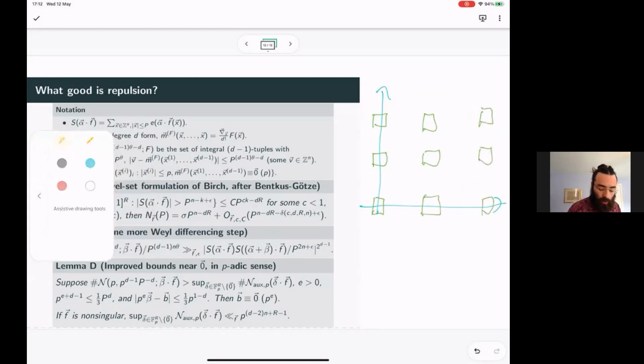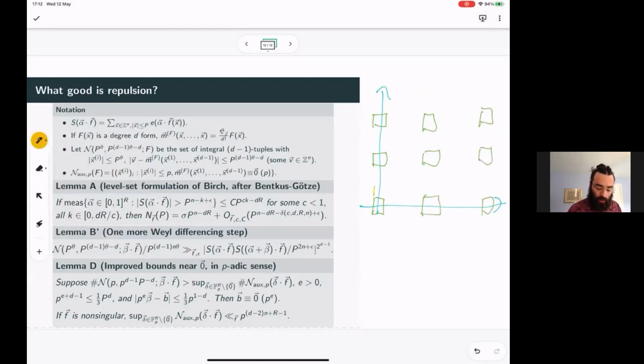Now what we're going to do is cover the unit hypercube by translates of one of those p-adic neighborhoods of the origin. So we're going to fix a p-adic neighborhood of the origin, and consider a collection of translates of that neighborhood, which taken together cover the whole of the r-dimensional unit hypercube.